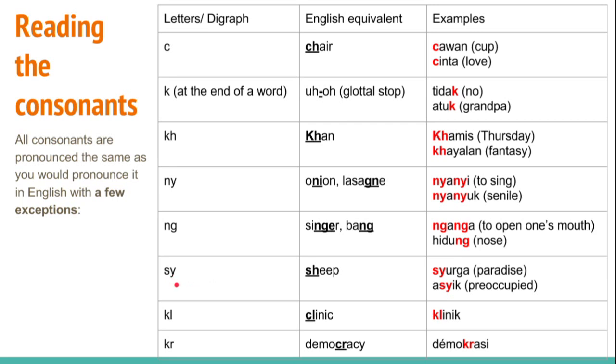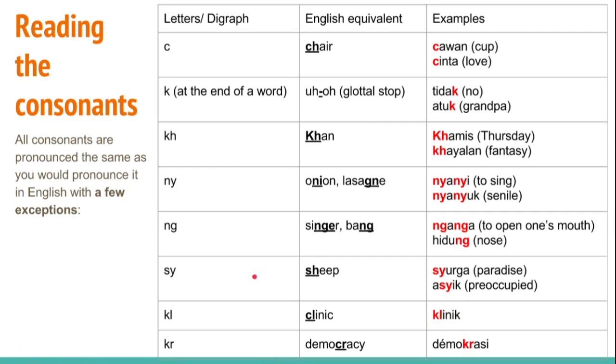So when you put an S and Y together, it will make a sh sound, like the word sheep in English. So it has this sh sound. Example in Malay is shurga, shurga, and this is ashi, ashi. And this one is when you have K and L together, it would become cl, as in the English word clinic. So, for example, in Malay, you have also the word clinic, and instead of using a C, you would use a K. So it's this clinic.